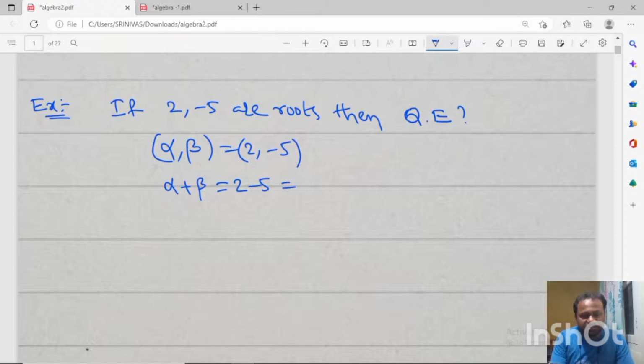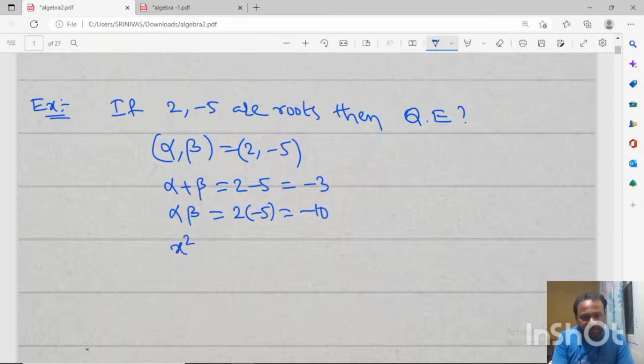Sum of the roots is nothing but minus 3. Product of the roots, alpha beta: x square minus 2x minus 5 is equal to 0, so the product of the roots is 2 into minus 5, which is equal to minus 10.